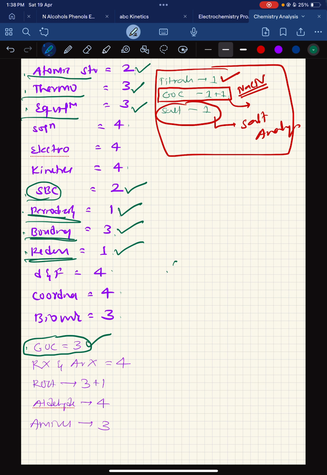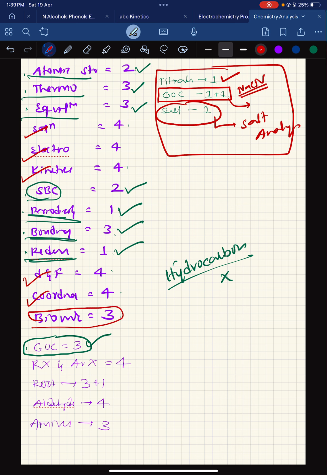So from hydrocarbons, that is organic chemistry, first year organic chemistry, we couldn't see any questions, right? And coming to second year, they have asked questions on solutions, 4 questions, electrochemistry 4, chemical kinetics 4, right? D and F 4, coordination 4, biomolecules they have asked 3, and haloalkanes, haloarenes 4, alcohol, phenol, ethers 4, aldehyde, ketone, carboxylic acid 4, amines 3.